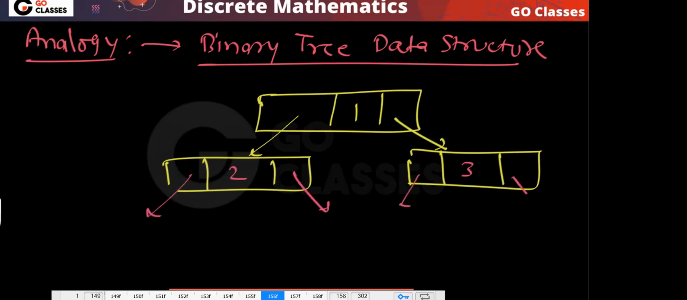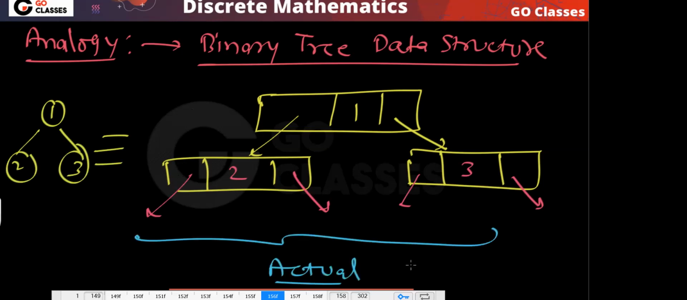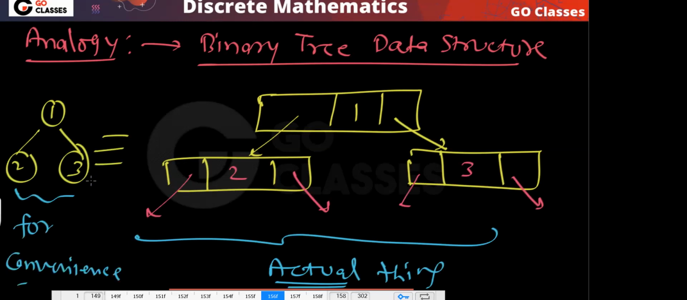And for convenience, what do we do? For convenience, you directly write it like this. But actually, what happens in the computer? This is the actual thing, this is what actually happens in the computer, and this is for convenience. Okay, is this concept clear? The concept of rooted tree.